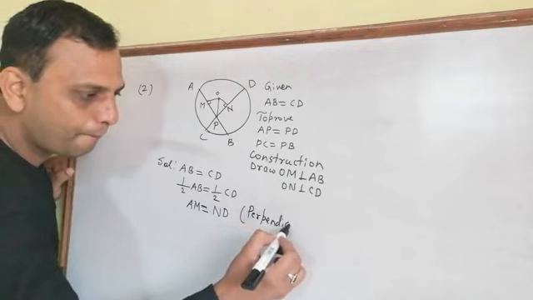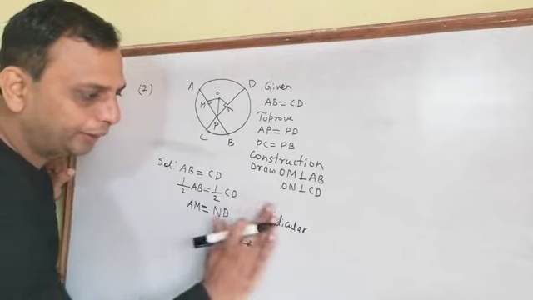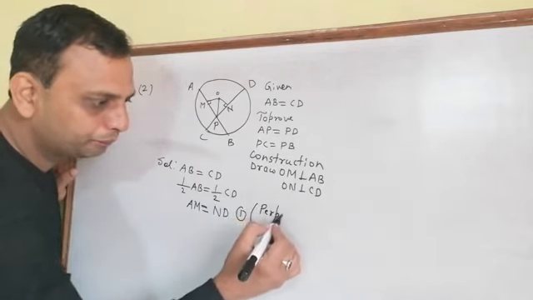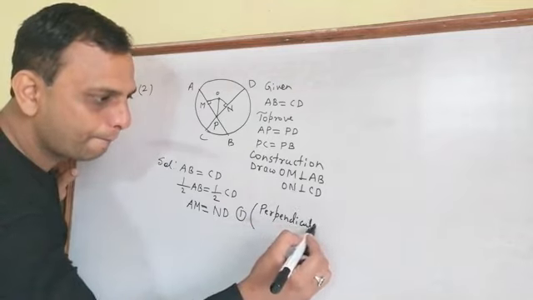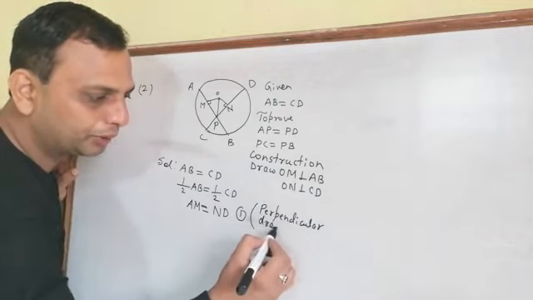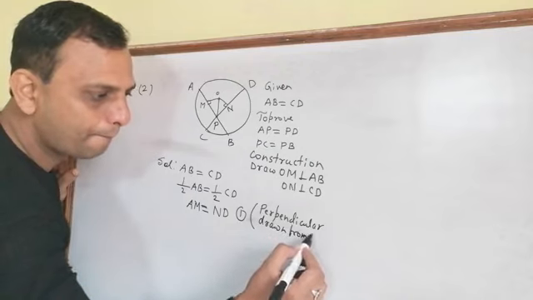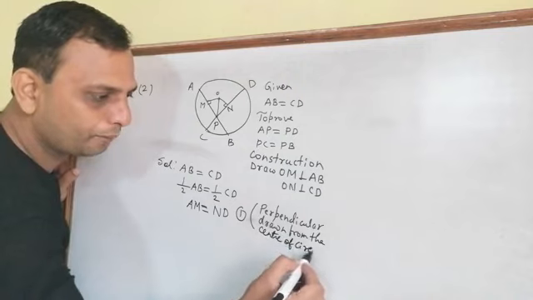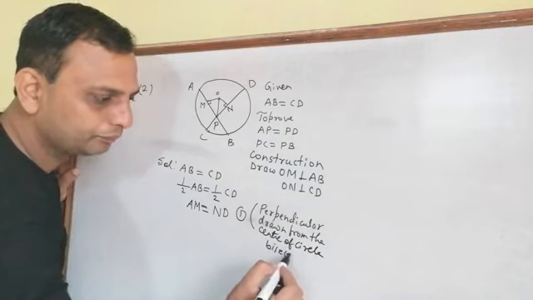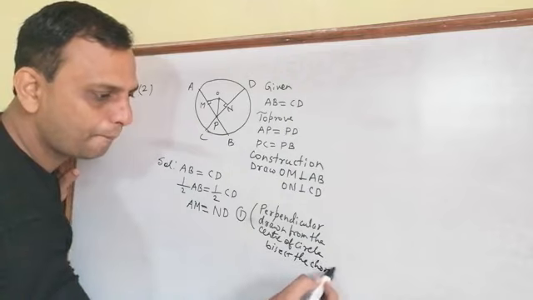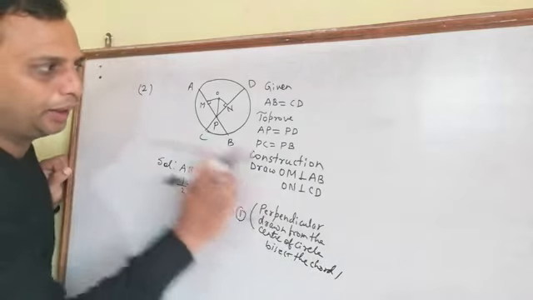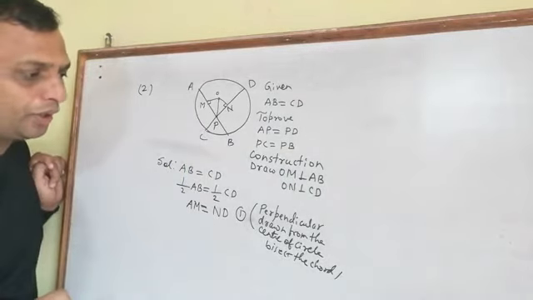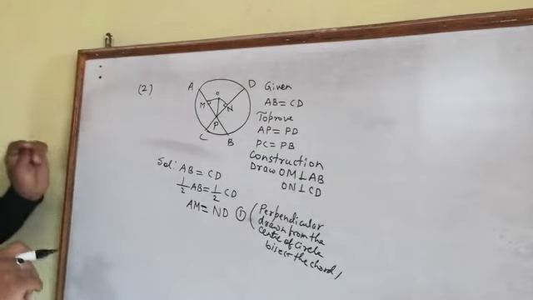And here we can write the statement from 10.3. You write the equation first and then write the statement: perpendicular drawn from the center of the circle bisects the chord. Because we had already made the perpendicular here, it will bisect the chord. So AM equal to ND will come. Now this AM equal to ND we will use afterwards.